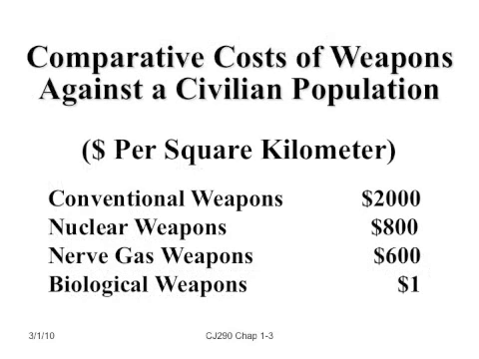So why would anybody want to use this nasty stuff against citizens or against enemies in a war? And really, it's because it's cheaper. If you want to kill everything in a square kilometer and you want to use guns and bombs, it costs you about $2,000. You want to use nuclear weapons, it costs you about $800. You want to do it with nerve gas weapons, about $600. You want to do it with bio weapons, about $1, right?